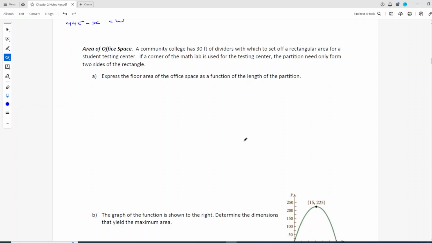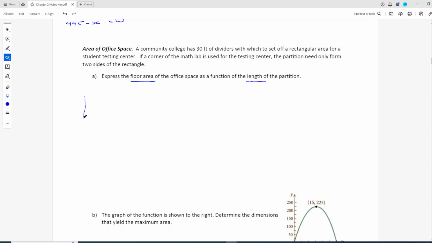If a corner of the math lab is used for the testing, the partition need only form two sides of the rectangle. Express the floor area as a function of the length of the partition. If you feel confident, pause the video and give this one a go. Otherwise, I'm going to draw a little picture.